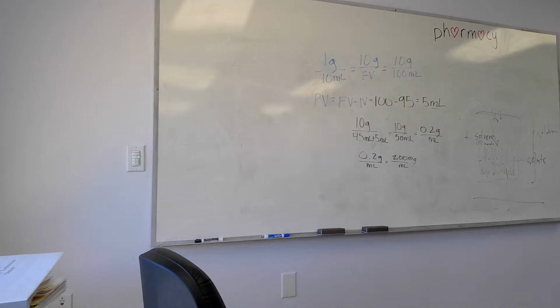The problem tells me that I had 95 milliliters of water. So if I subtract 95 from 100, that gives me the powder volume, which is 5 milliliters. Now that I know the powder volume, the second part of the question is asking what happens if you mix that with 45 milliliters of water. So you take your 10 grams of powder and you have your 45 milliliters of water plus the 5 milliliters of powder, and that gives you a new concentration of 0.2 grams over 1 milliliter.